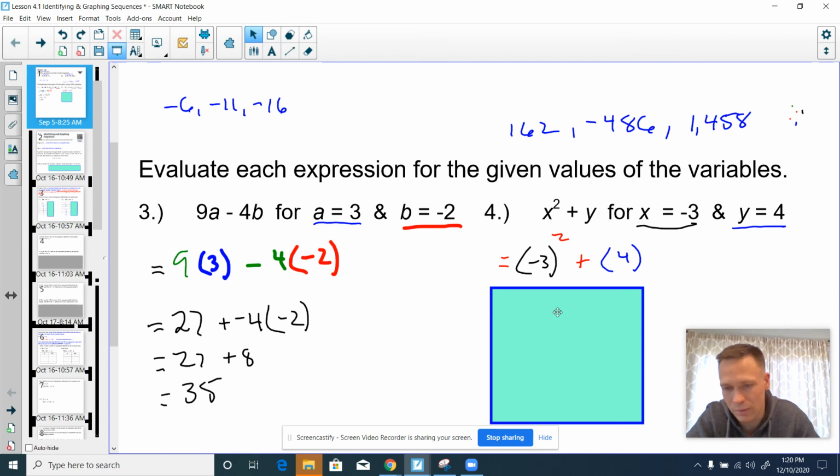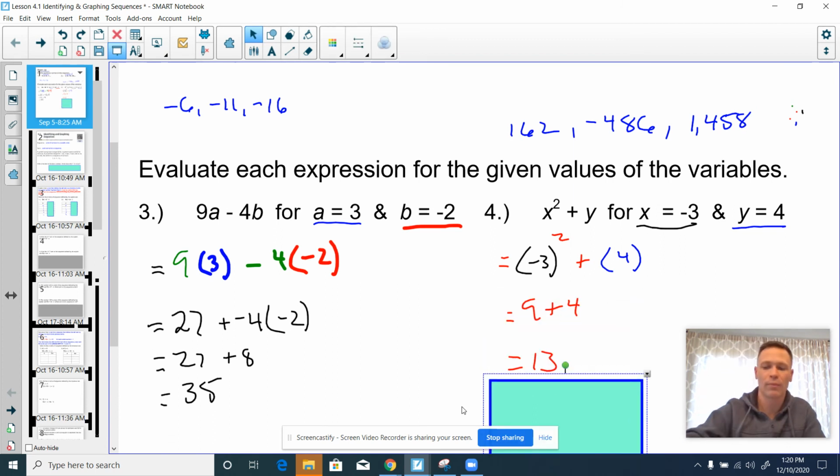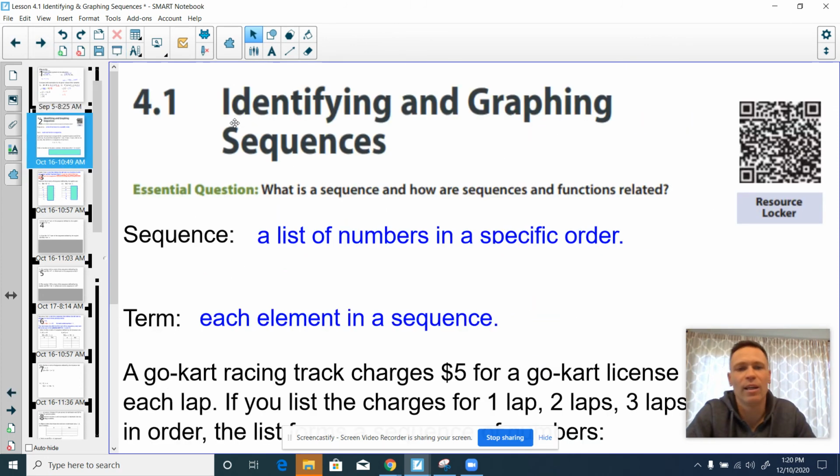So (-3) squared is +9, plus 4 is 13. Okay, so our lesson today, again, identifying and graphing sequences. So what's a sequence?